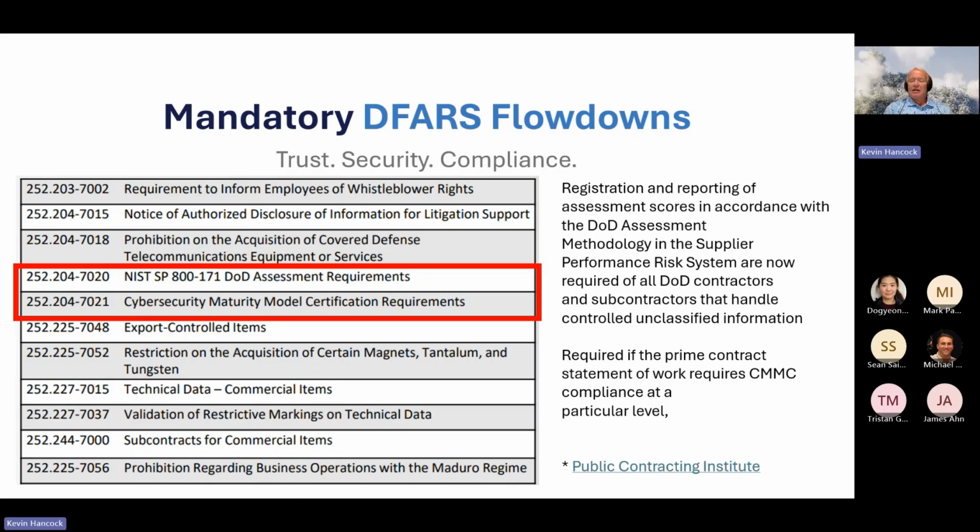In this case, I'm pulling out two, the 7020 and the 7021. These are both really about NIST 800-171. And NIST 800-171 is the standard in which you must agree to house, store, process, and transmit controlled unclassified information. The title of NIST 800-171, SP stands for Special Publication, is how to maintain and secure controlled unclassified information in non-federal systems.